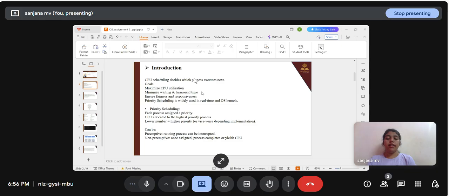Priority scheduling works in two models: preemptive and non-preemptive. Preemptive, where a running process can be interrupted if a higher priority process arrives. Non-preemptive, where once the process starts execution, it continues until its completion. Because of its responsiveness, priority scheduling is widely used in real-time systems and operating system kernels.